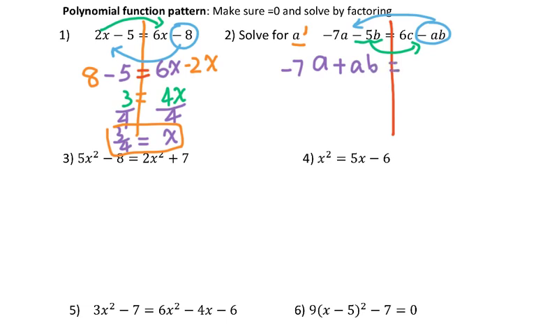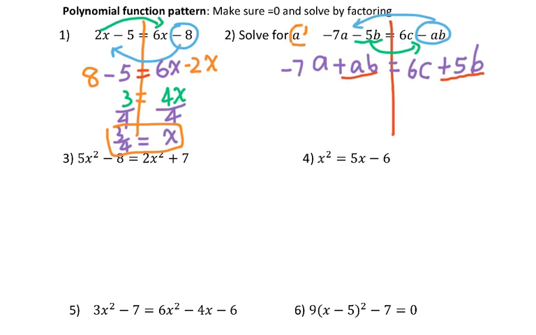equals 6C plus 5B. Change the sign for negative 5B into positive 5B. Negative AB change into positive AB. Then combine like terms. Yeah, we don't have any like term for the both sides.